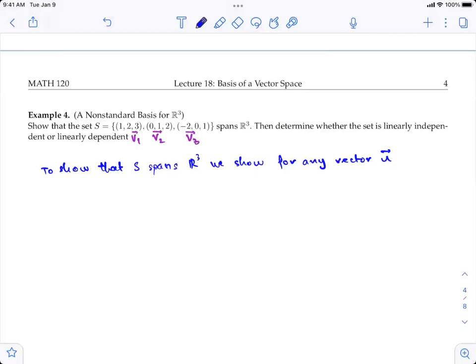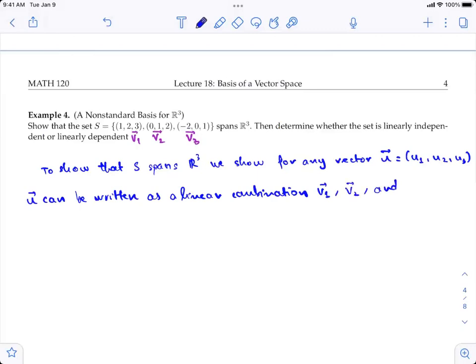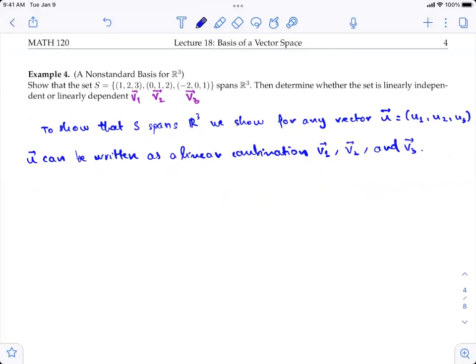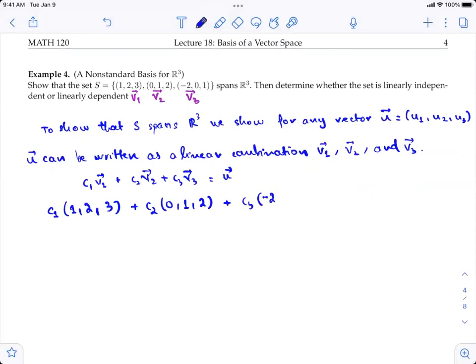So to show that S spans R3, we want to show that for any vector u equal to (u1, u2, u3), u can be written as a linear combination of the three vectors v1, v2, and v3. So you have c1 times vector v1 plus c2 times vector v2 plus c3 times vector v3 equal to vector u. That is c1 times (1, 2, 3) plus c2 times (0, 1, 2) plus c3 times (-2, 0, 1) equal to (u1, u2, u3).